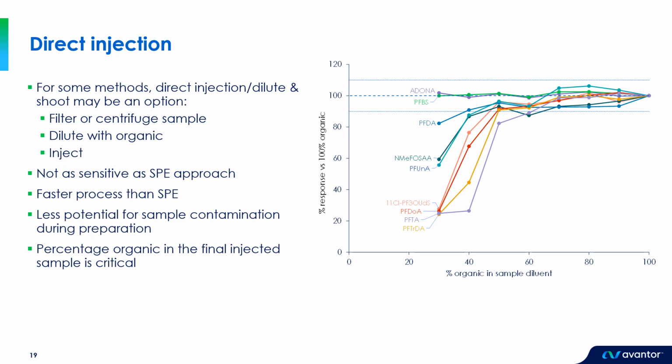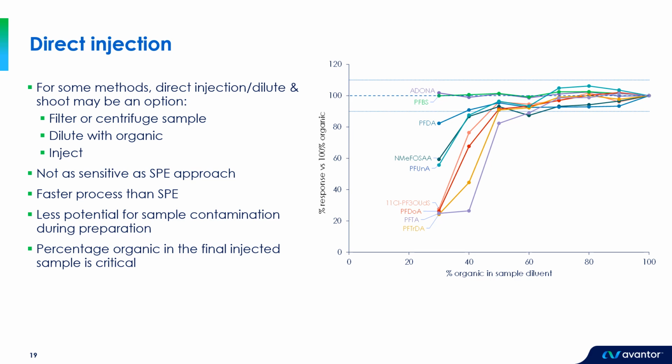However, one point I want to make about this sort of approach is that the percentage organic that you use in the final injected sample is really absolutely critical. And this is shown on the graph here. So we have a plot of the percentage organic in the sample diluent versus the percentage response in 100% organic. And as you can see, above 60% organic or so in our sample diluent, methanol is the solvent in this case, we generally see about 90% and above of our expected response for most of our PFAS.